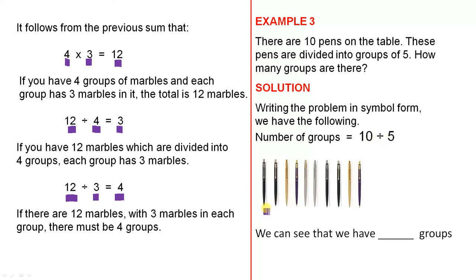So there are 5 in each group, so the first group has that many pens. The next group has that many pens. We can see that we have two groups. So this video has seen the process of division, and we've shown that there is a close link with multiplication.